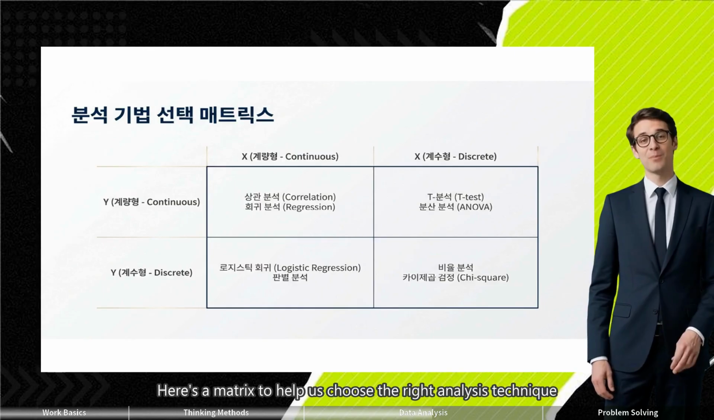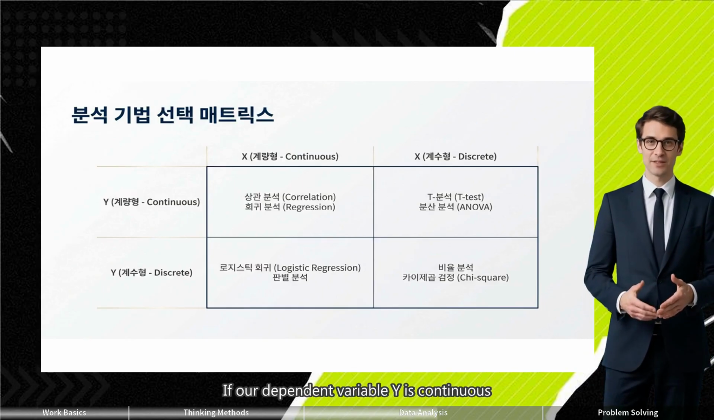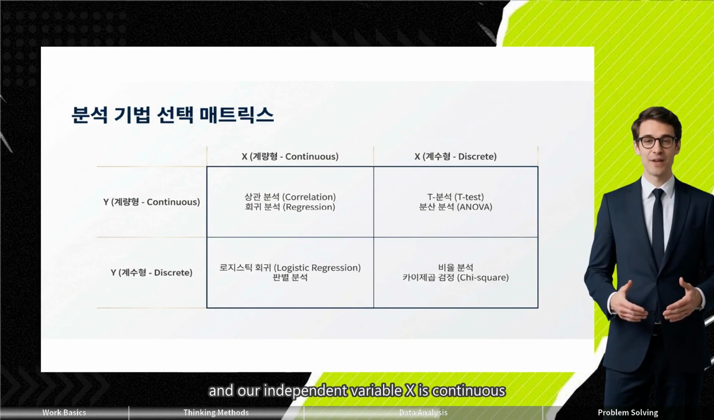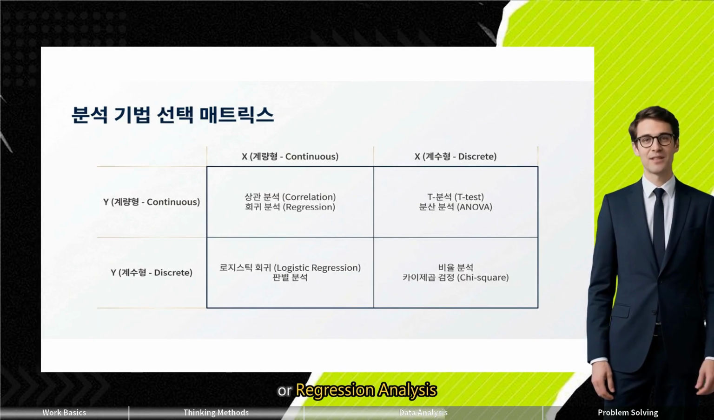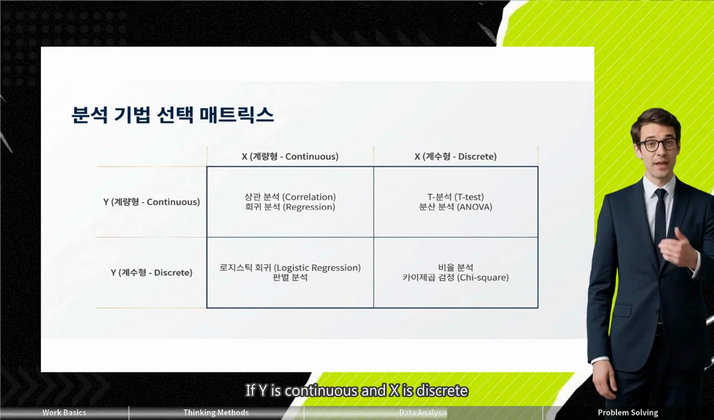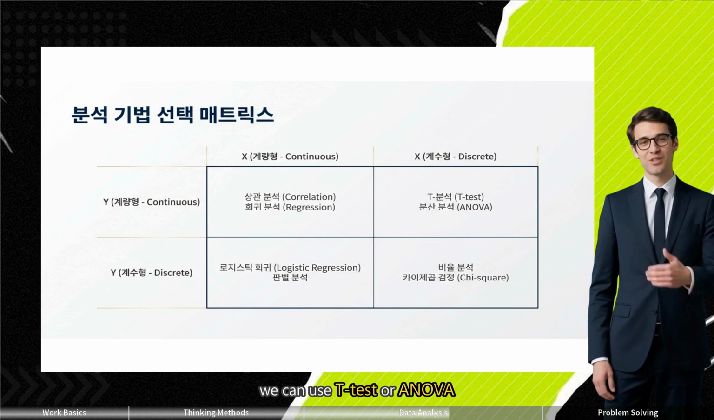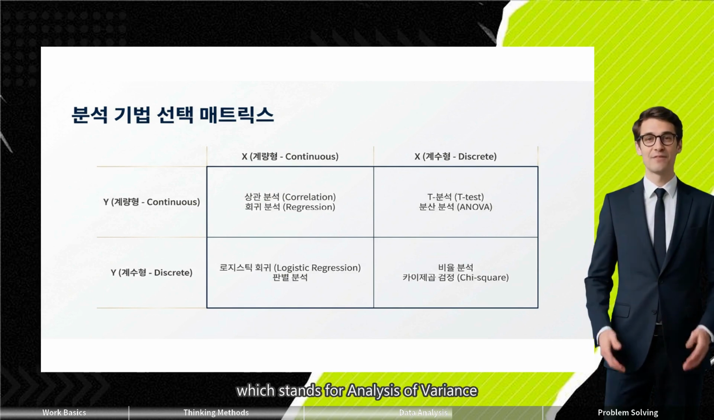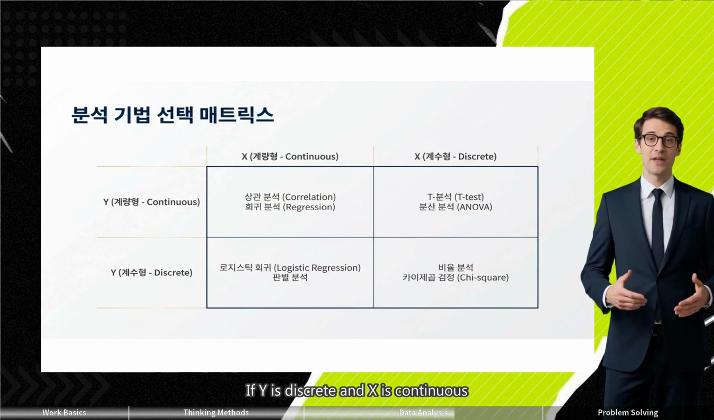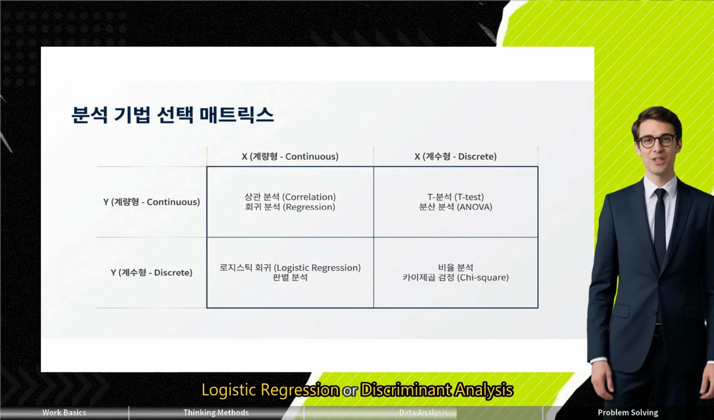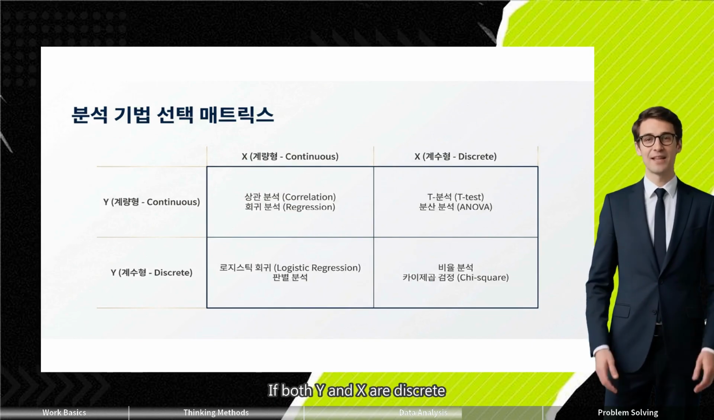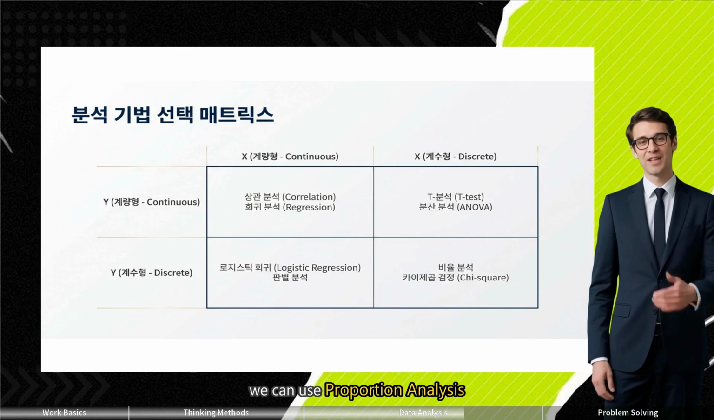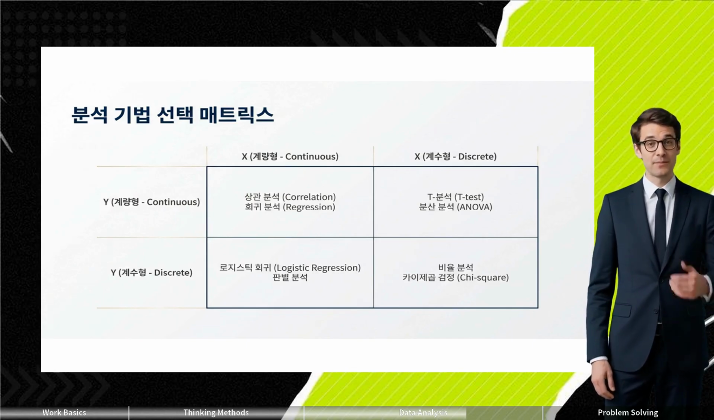Here's a matrix to help us choose the right analysis technique. If our dependent variable y is continuous and our independent variable x is continuous, we can use correlation analysis or regression analysis. If y is continuous and x is discrete, we can use t-test or ANOVA, which stands for analysis of variance. If y is discrete and x is continuous, logistic regression or discriminant analysis are suitable. If both y and x are discrete, we can use proportion analysis or chi-square test.